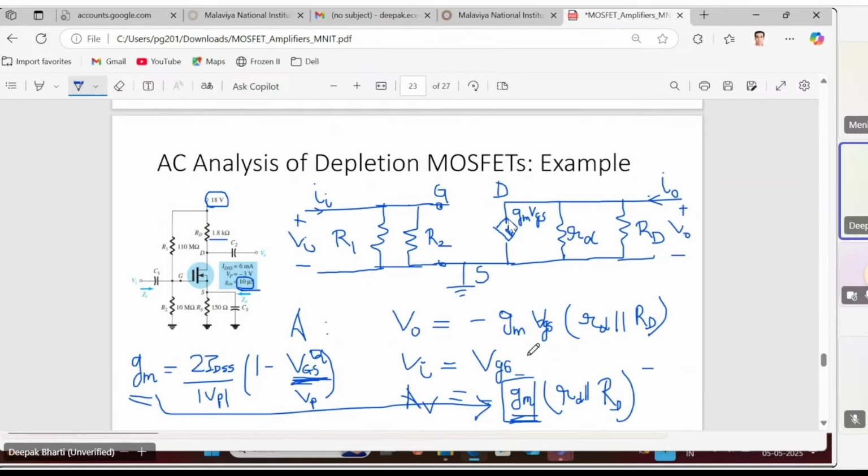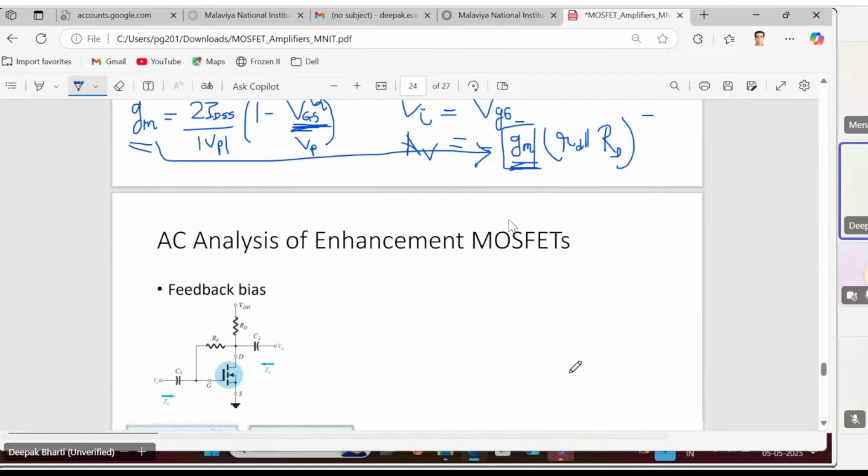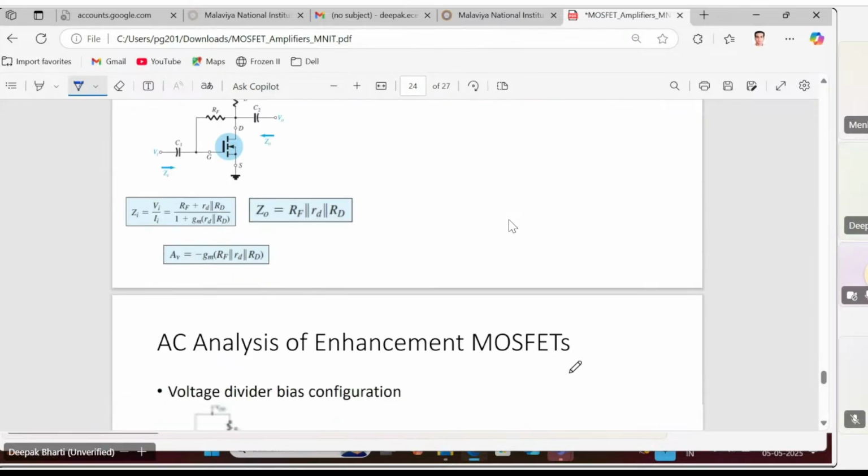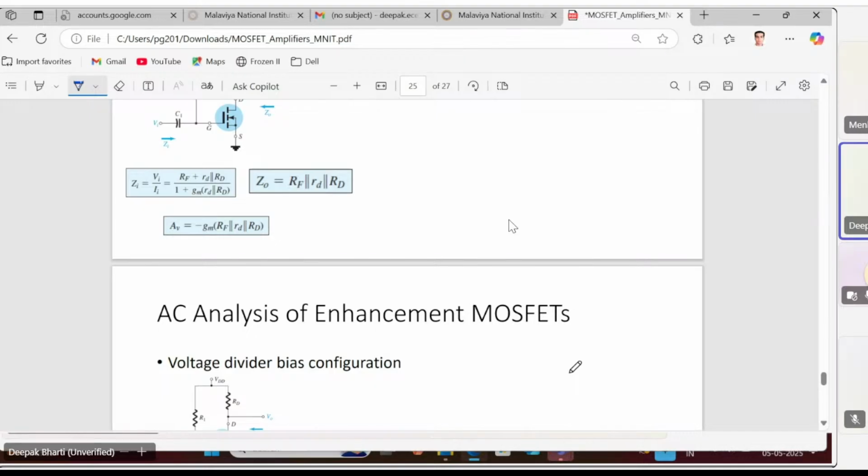So this is how the AC analysis is done, and in the AC analysis itself, to calculate whatever parameters are determined, we have to do the DC analysis. That's why both of the analyses, the DC and the AC analysis, go on hand in hand. So I guess we can stop here today, and we'll continue with the remaining parts, that is the AC analysis of the enhancement MOSFETs, and a few design examples will be covered in tomorrow's class.